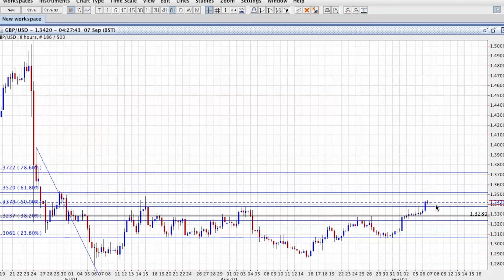On Thursday, we do have the Mario Draghi ECB press conference, and it does seem like an old correlation that the pound does follow the euro dollar, but it does still happen, so that may dictate a lot of what's going to happen with the British pound.